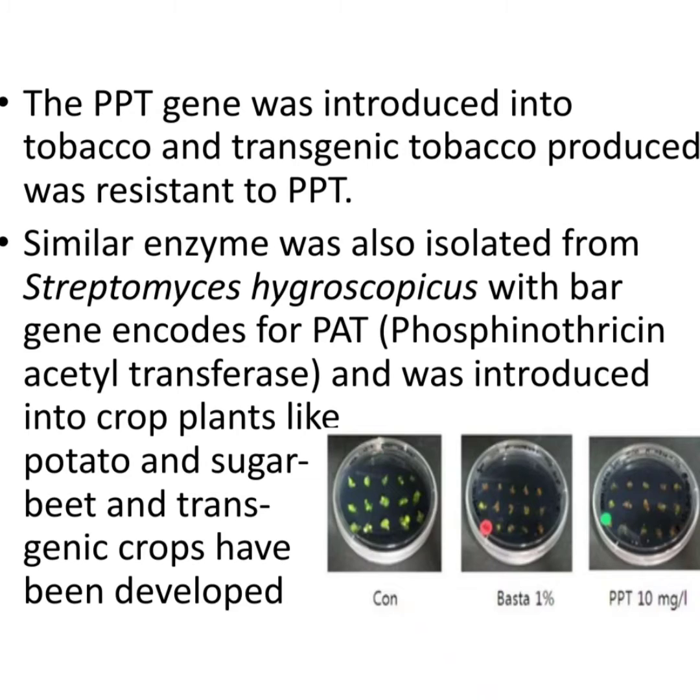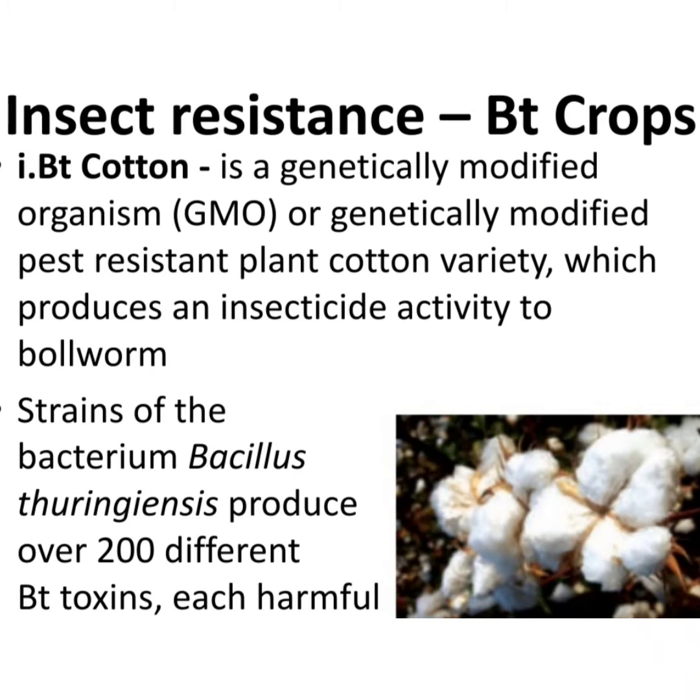A similar enzyme was also isolated from Streptomyces hygroscopicus, where the BAR gene encodes for PAT, phosphinothricin acetyltransferase, and was introduced into crop plants like potato and sugar beet, and transgenic crops have been developed. Now let us talk about the insect resistant BT crops like BT cotton.